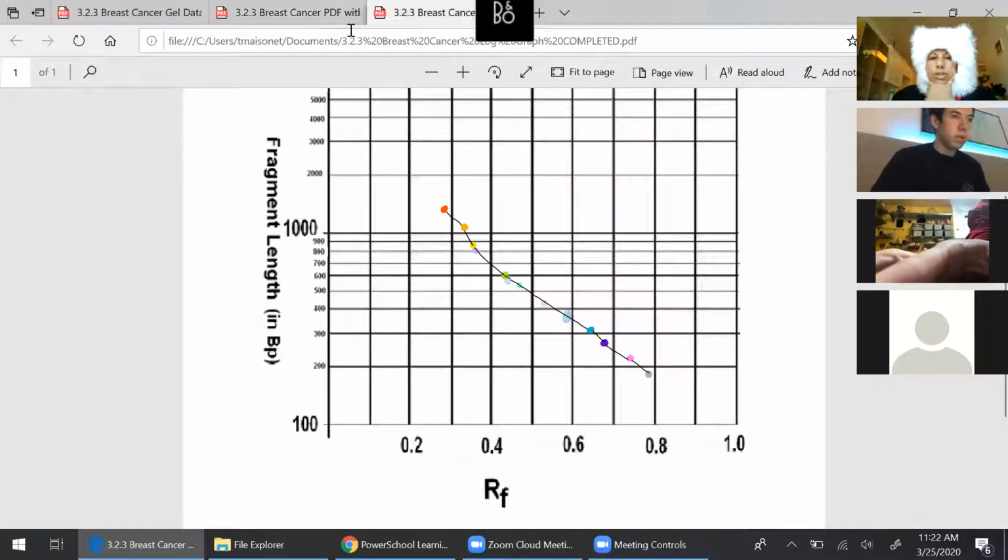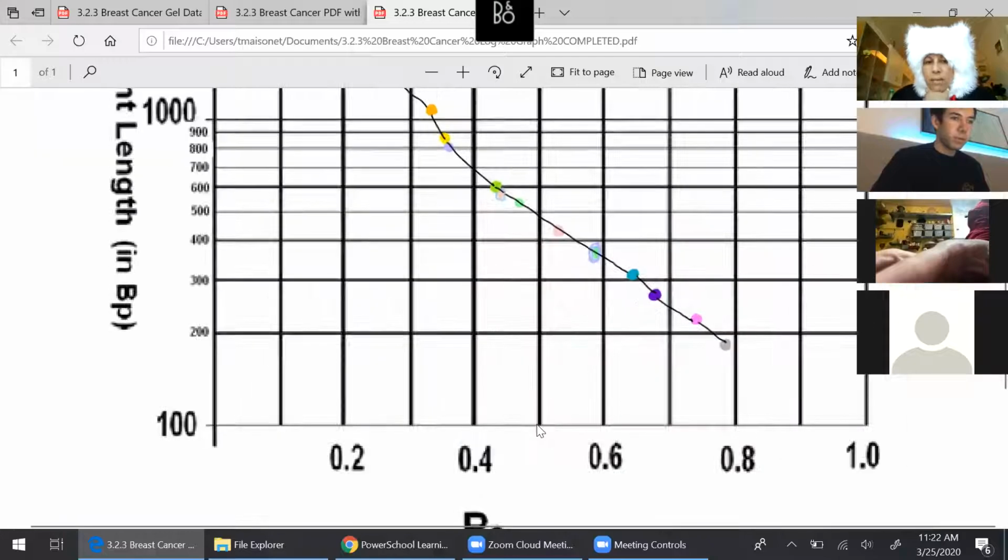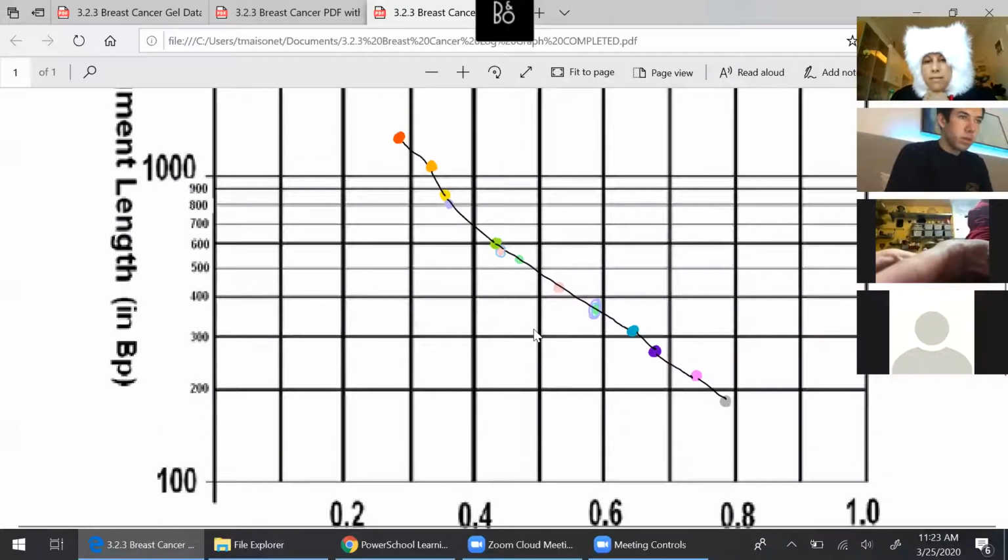You'll go over to your graph and you'll line up. So let's say that one of my patients, let's say Judy, had a band with an RF of 0.5. Then I would go up from 0.5 until I hit my black line, and then I can see how many base pairs that was by traveling over. So I'd say, okay, that particular band for Judy was about 490. Okay, hopefully that's kind of making sense.